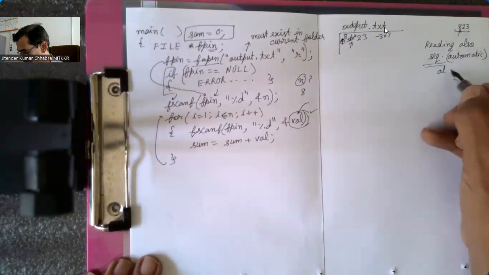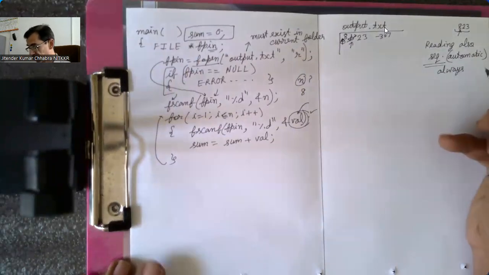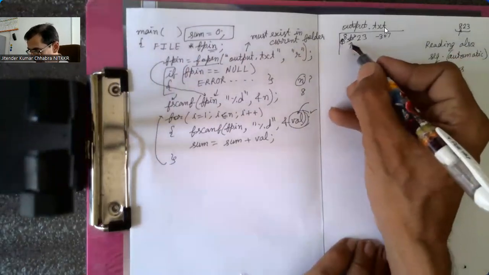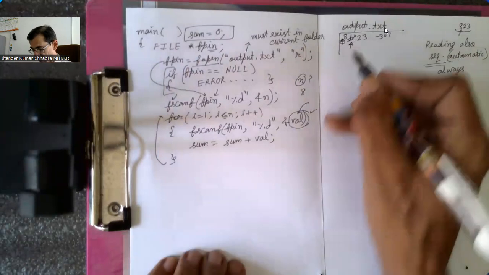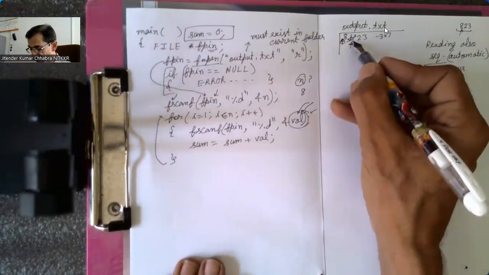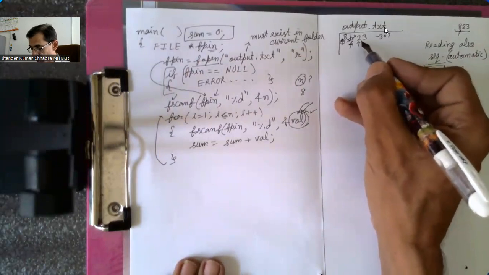Always. Unless we have something special, some special commands used. Otherwise, by default, after reading 8, my cursor is here. You wanted to read val. Blank is ignored to read an integer. So it will go to 2. 2 read.